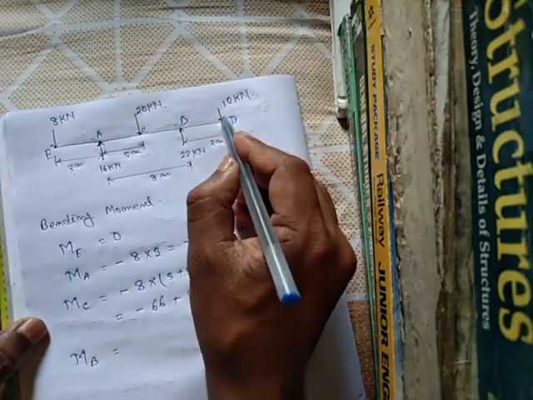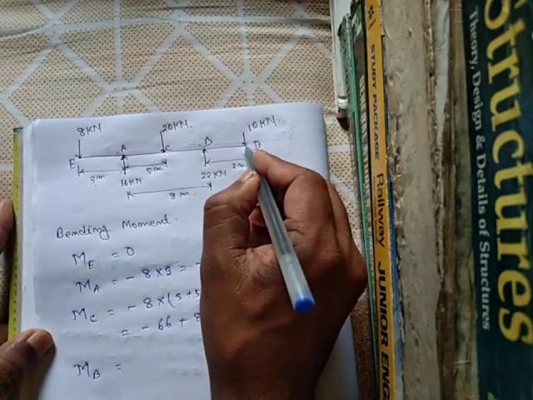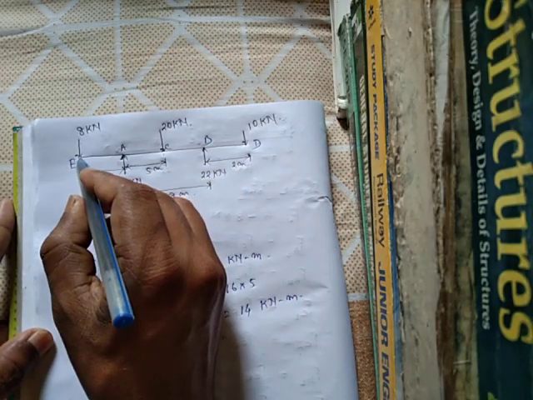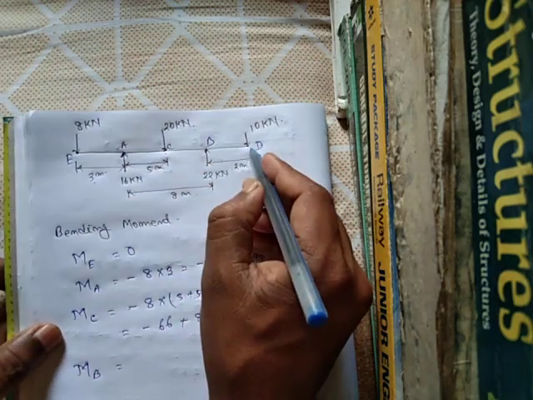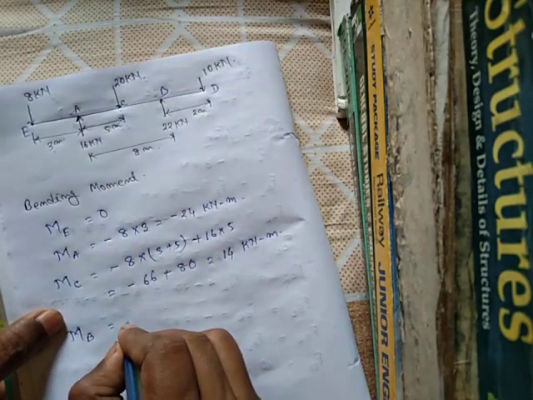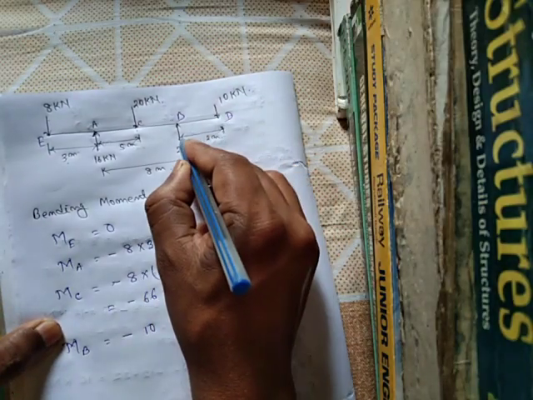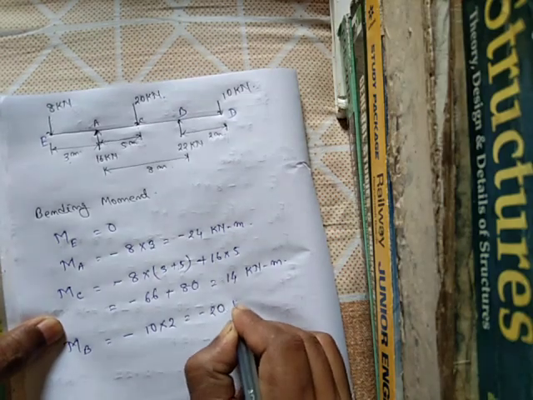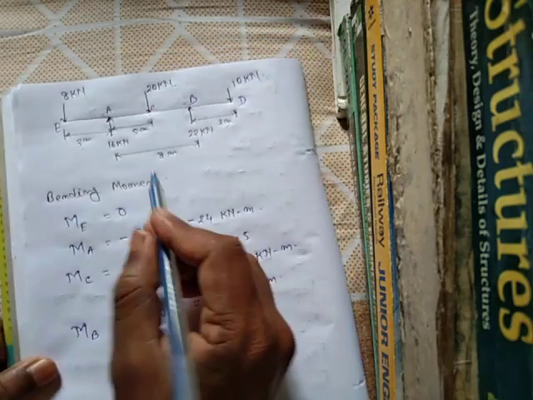We can calculate from the right side section. For the right side section, clockwise means negative bending moment, and for the left side section, anti-clockwise means negative bending moment. So it will be negative at point B. So minus force 10 kilonewton into perpendicular distance 2, equals minus 20 kilonewton meter. Now check it. How can I check?